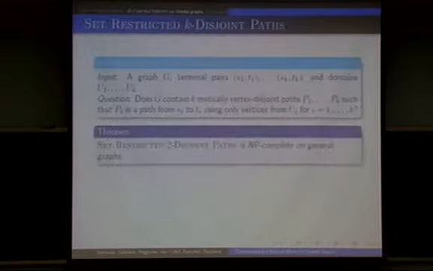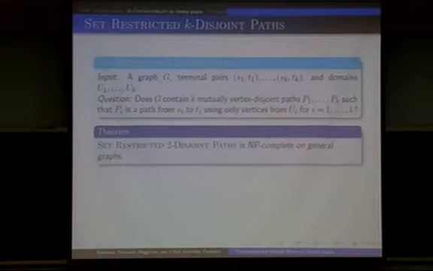So now we can define the problem, which we call set restricted K disjoint path. So you have pairs of terminals. In our case, it will be these pairs of yellow vertices. The domains: in our case, for each pair of yellow vertices, it will be the intervals lying completely between. And then you want mutually vertex disjoint paths between the pairs of terminals, using only the vertices from the domain.